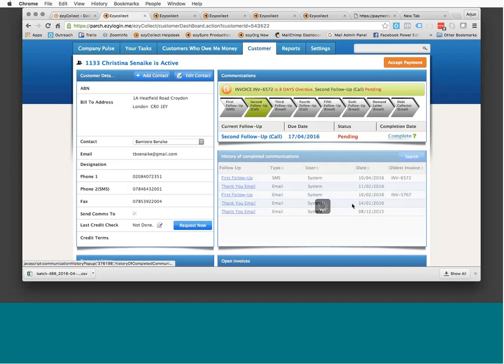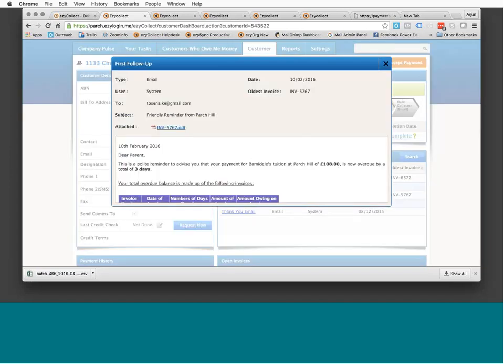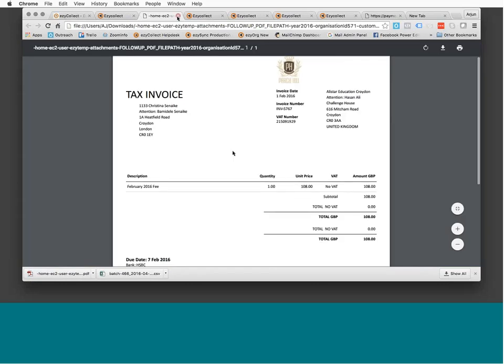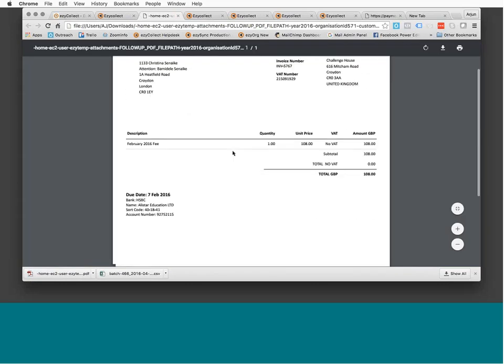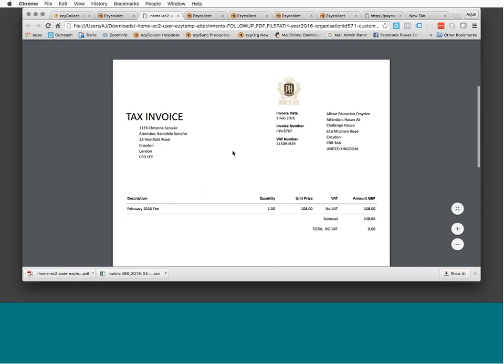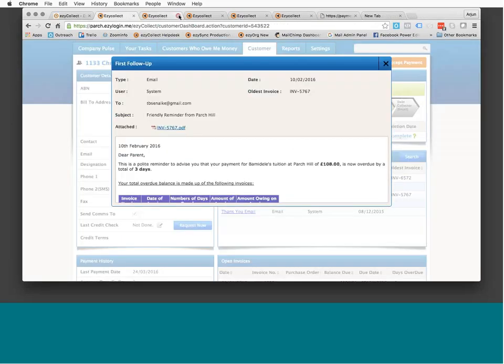Like let's say I want to see the first follow-up email that was sent. I can see who it got sent to, when it got sent, and what got said. Right, and you can see the invoice is actually attached here as well. That's the automatic invoice attachment. If I click on that little invoice attachment, you can see the invoice I sent with that email, and you can see it's completely pulling the correct format from their own database.